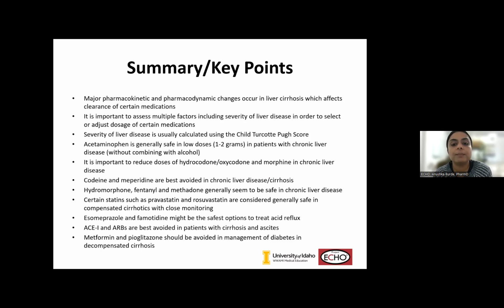Summary, I don't think I'm going to repeat all of these because it just basically summarizes all my slides. Any questions?